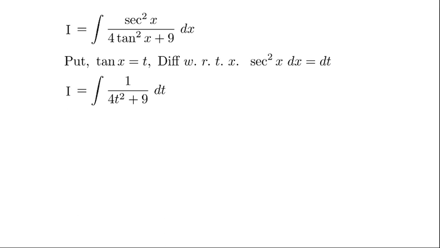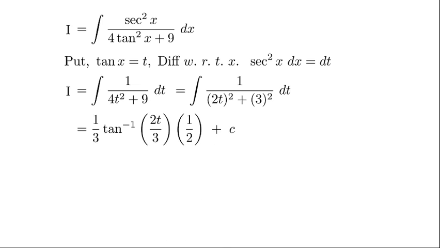The problem reduces to the form of integration of 1 upon 4t square plus 9. We can rewrite it as 2t the whole square plus 3 square, that means integration of 1 upon (2t) the whole square plus 3 square dt. This is in the form of 1 upon x square plus a square, so the result is 1 upon a tan inverse of x by a plus c. Here 1 upon a is 1 by 3, tan inverse of 2t upon 3 into 1 by 2, where the 1 by 2 is because of the coefficient of t, plus c. Now put back the value of t. So it becomes I equal to 1 upon 6 tan inverse of 2 tan x by 3 plus c.